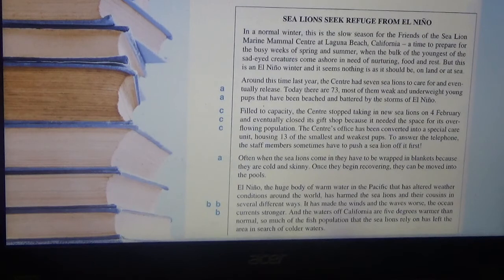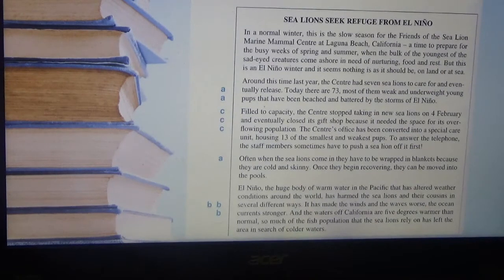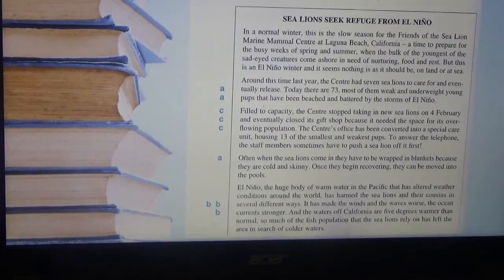All right, so now this is the introduction. Read the article below about the effects of the El Nino storms on sea lions. And then complete the note-taking exercise which follows. All right, as we know, sea lions are large seals that live in the Pacific Ocean but can move on land.